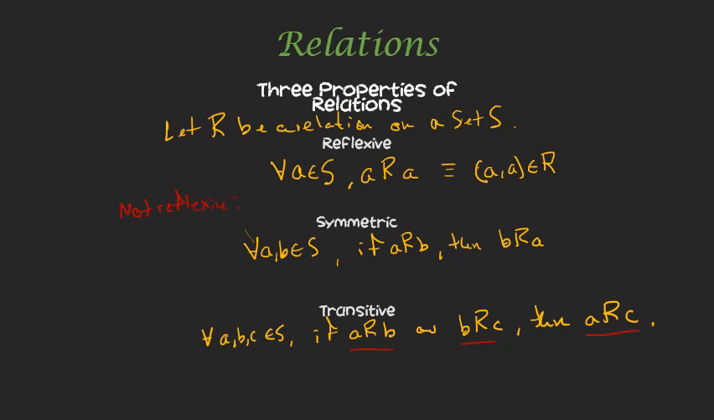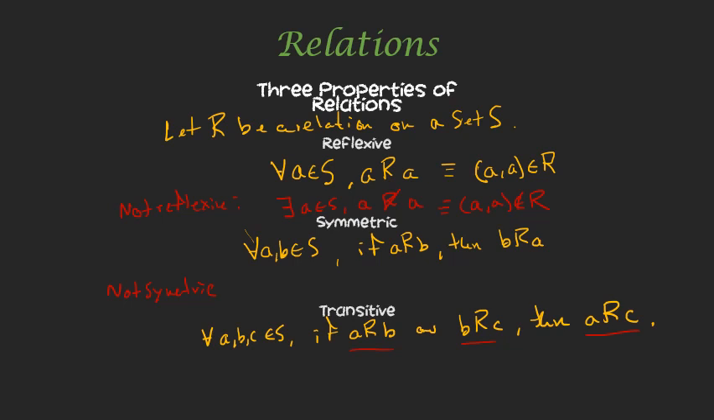What would this mean? Let's negate this statement up here. This would be: there exists an element A in S such that A is not related to A. And if we want to say not related, we'll just write an R with a cross through it. That would be the same thing as saying there exists an element such that the ordered pair (A, A) does not show up in R. There's at least one element that isn't related to itself.